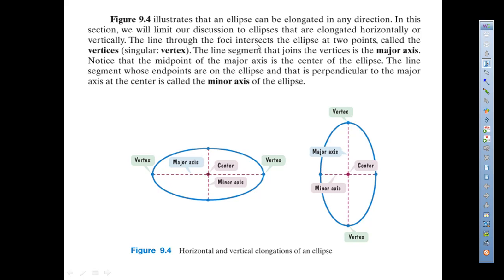The line through the foci intersects the ellipse at 2 points called the vertices. So here's the major axis, it's the long one, and it's going to end when it intersects those points, the actual ellipse itself. These are called vertices, and we're going to call these major vertices. We're going to call these minor vertices. Just like this, the long axis is the major axis, and the short one is the minor axis. And once again, you can see the major axis here is horizontal, major axis here is vertical.